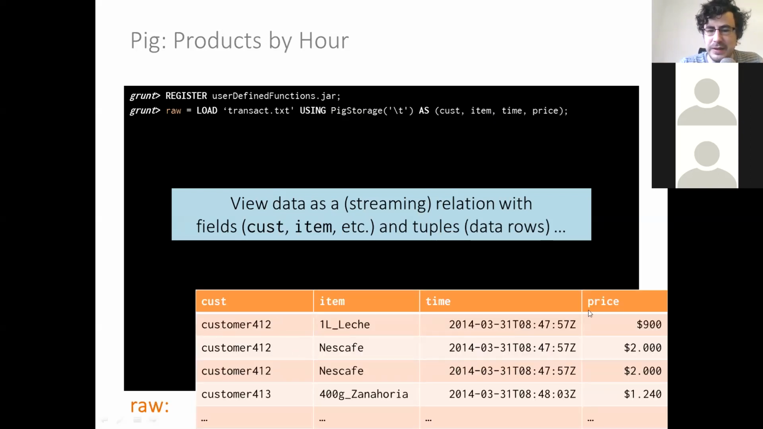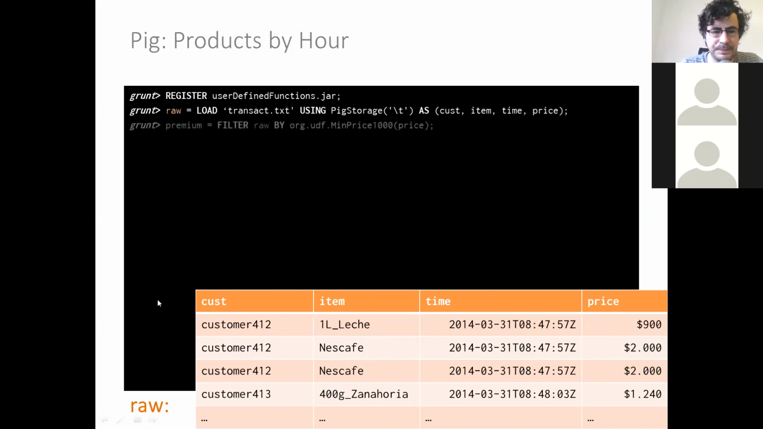So this is essentially the view, but we have to imagine again that it's not loaded into memory, but we can start to iterate row by row over this relation. And this is the sort of view that we'll have on the relation. So we have a table, right? Customer, item, time, and price corresponding to what we've defined here. And these are the 4 elements of the tab separated, 4 columns of the tab separated values file. So this is our Pig relation.